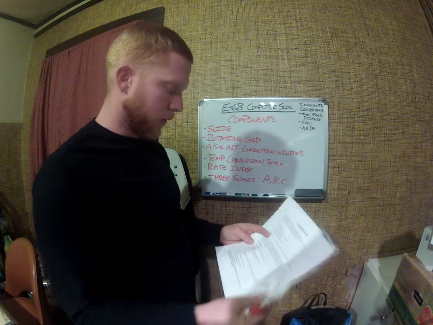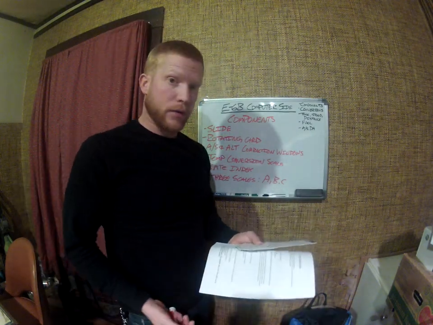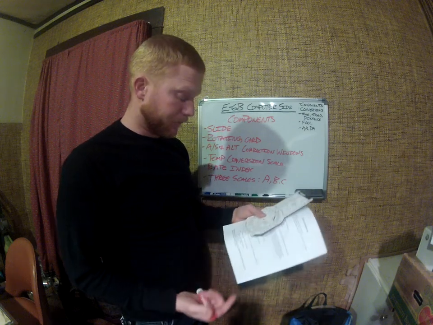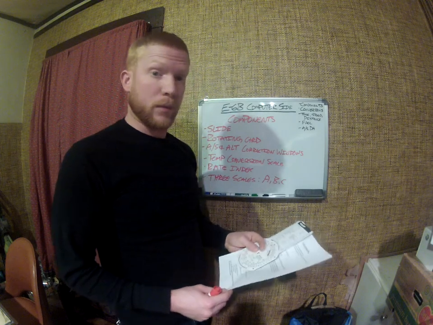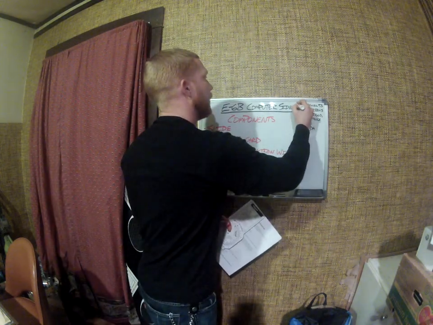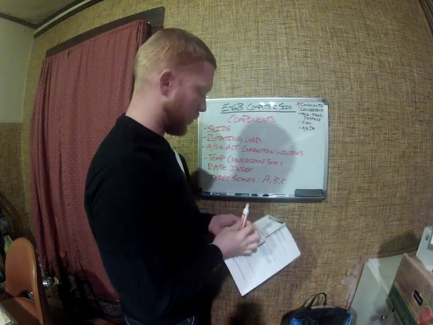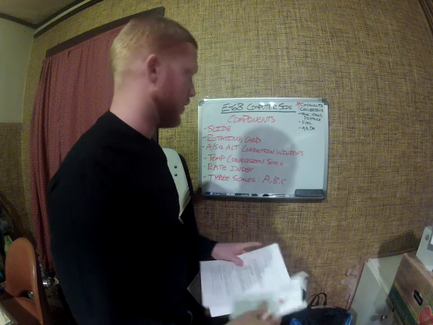So that's going to do it for our components. So a review is going to be: name all the components of the calculator side of the E6B, and then what are the three scales and what do they each represent? Alright, next we're going to talk about conversions.